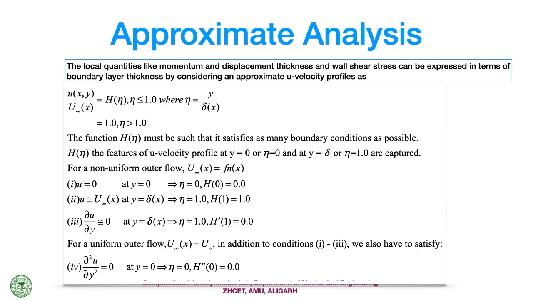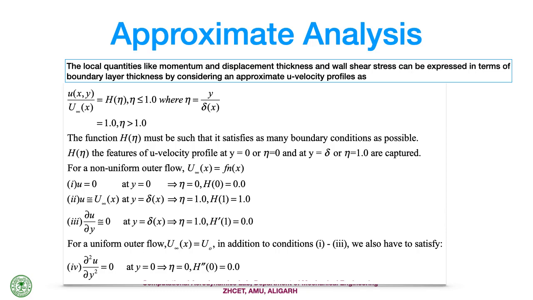Now the next condition, this is the fourth condition, must be satisfied for all non-variable outer flow. So if the outer flow is constant, and that means the inviscid flow is not a function of x, then this condition must be satisfied, and that is that the second order velocity gradient at the wall must be equal to 0. So h double prime at eta equal to 0 must be equal to 0.